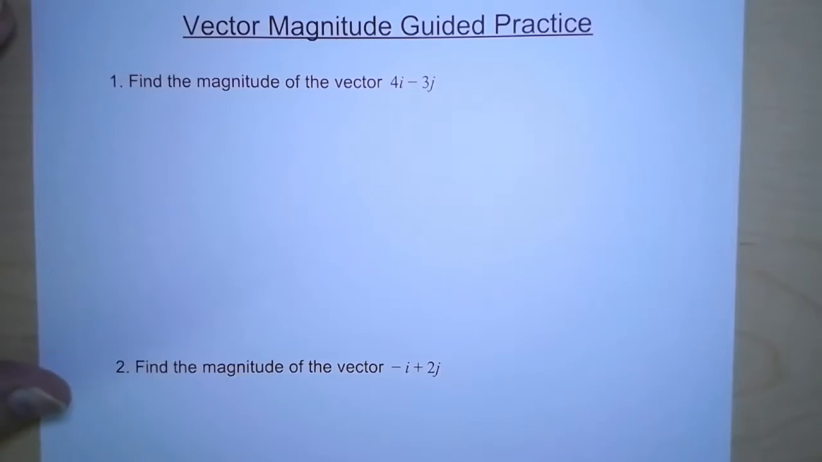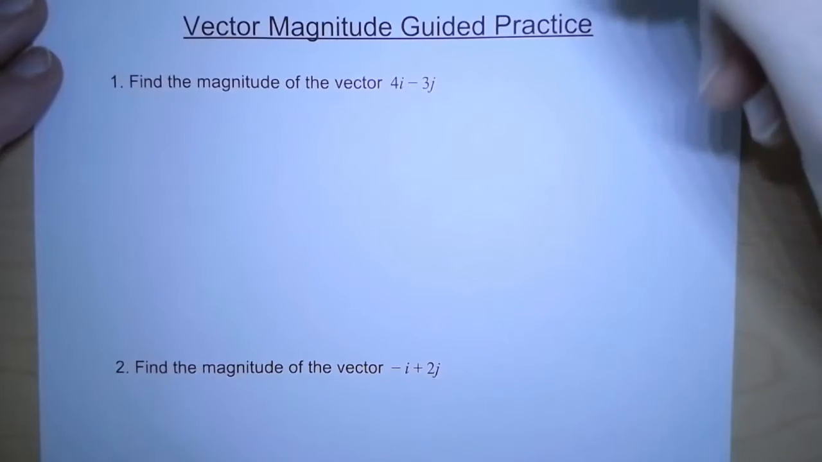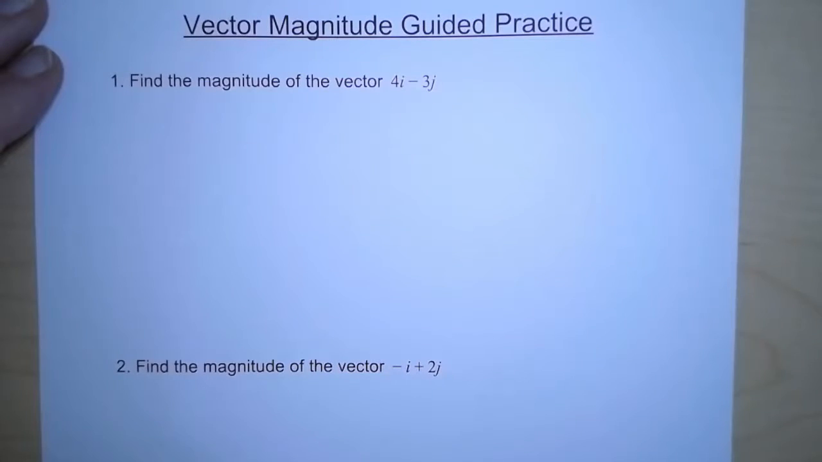All right, so let's get started. So here we have this vector 4i minus 3j. And what we want to do is first draw a picture to see what we're looking at.